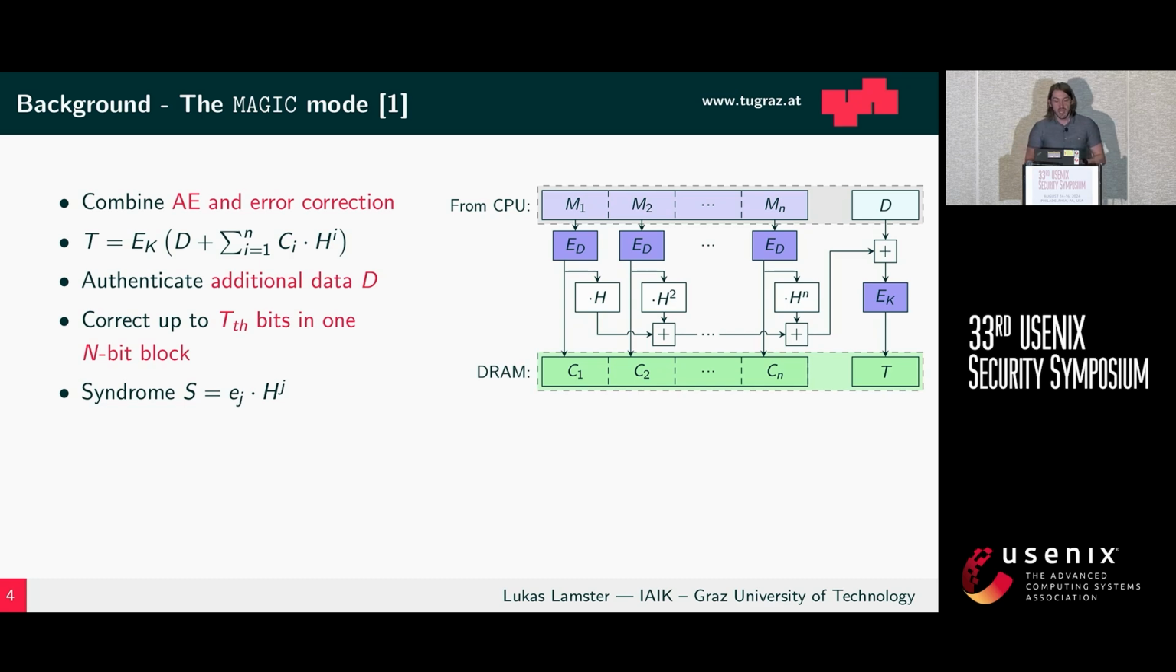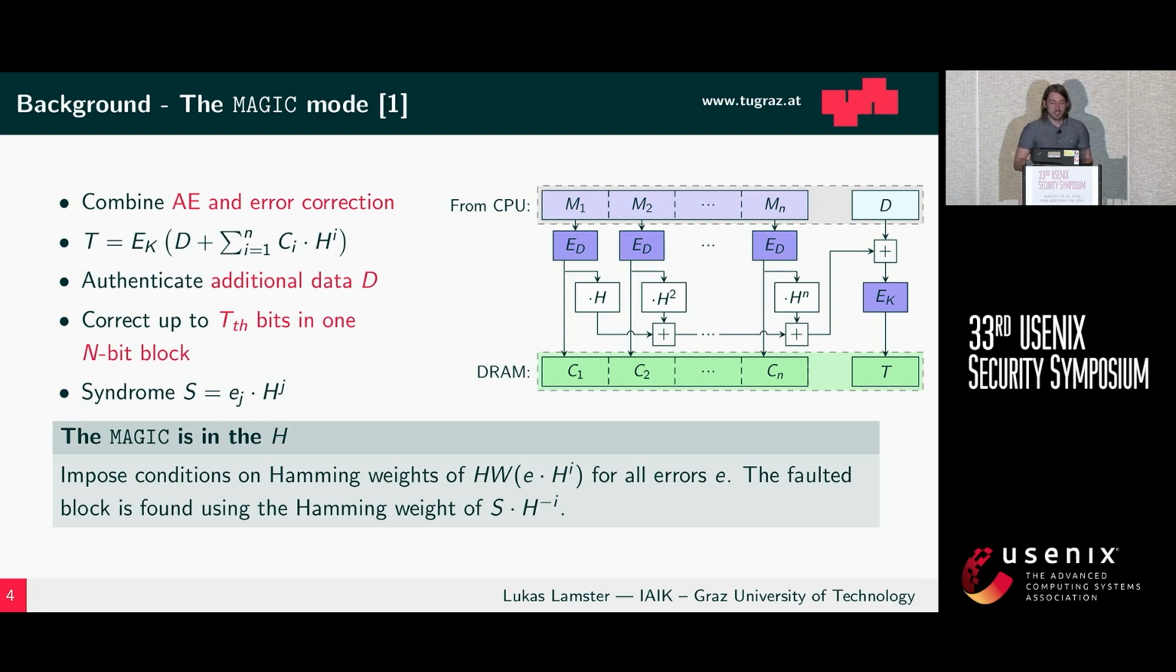a syndrome. And in the case that a block, let's say in this case with index J, is faulty, the syndrome will equal the error that we see in this block multiplied by the power of H, so H to the power of J. And the actual magic of this mode is in the way how these H values are selected, these secret multipliers. Because they are selected in a way such that the Hamming weights of the error products follow a certain constraint.